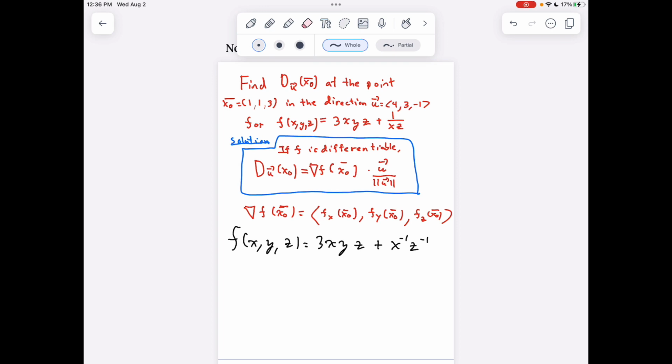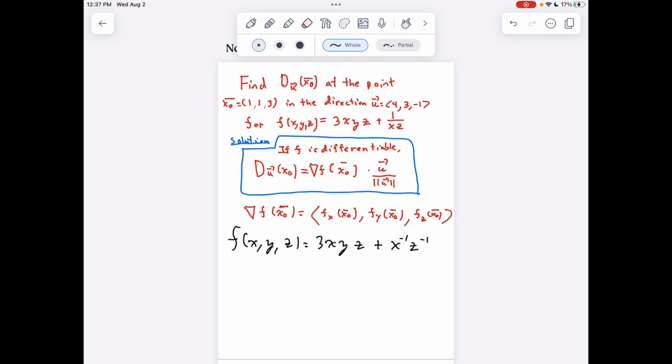The tool that I'm going to be using here is this theorem that says if your function is differentiable, you can find the directional derivative by finding the gradient of your function at the given point, dotted with the direction normalized, meaning you make your given vector into a unit vector. That's the shortcut to the definition of a directional derivative, which involves a limit. In this case, our function is differentiable, and for most cases in this class, that's how it's going to work.